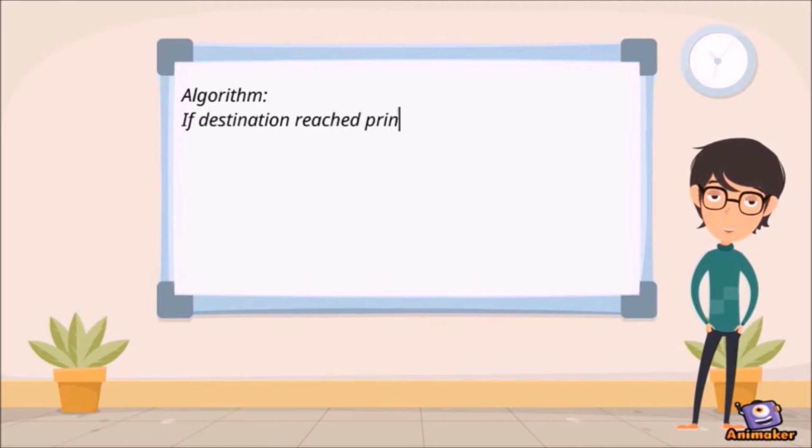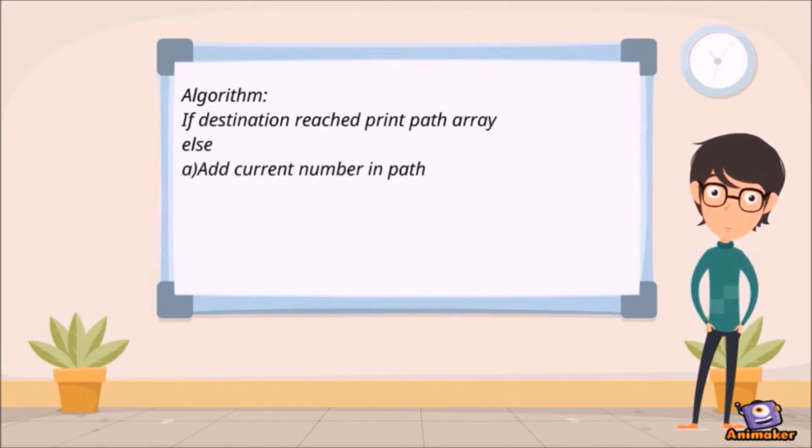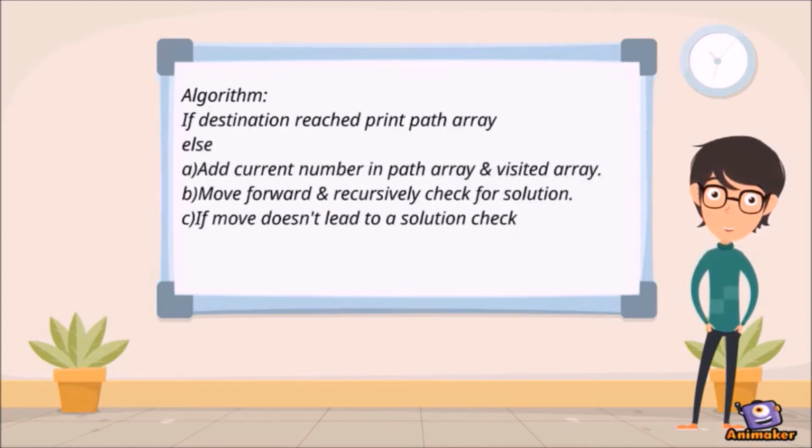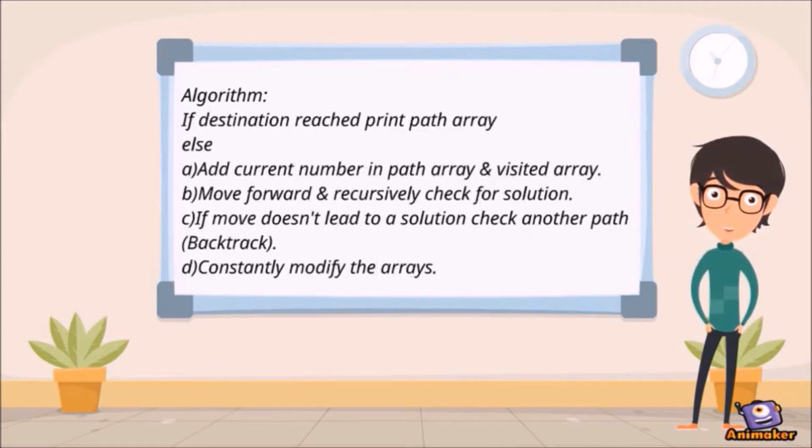Algorithm. If destination reached, print path array. Else, add current number in path array and visited array. Move forward and recursively check for solution. If the move doesn't lead to a solution, check another path, that is, backtrack. We constantly modify the arrays, which we will see with an example.